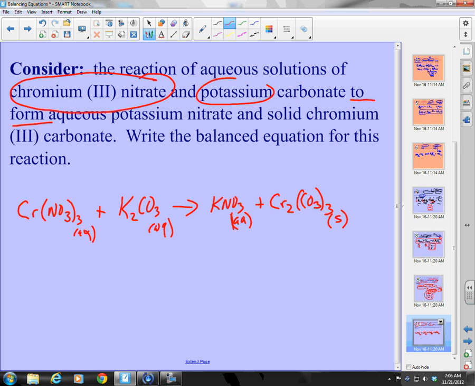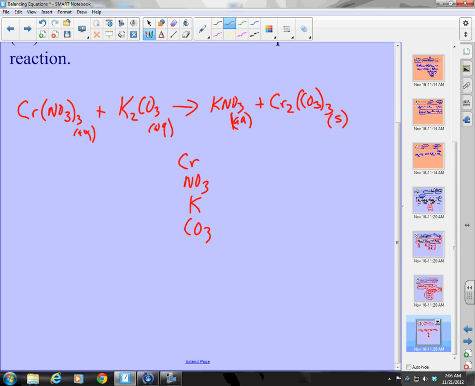Okay, I'm going to make my little table, Cr, keep my nitrates together, K, keep my carbonates together. Got it. All right, let's start over here. I'm going to assume that I start with a 1 here. If I start with a 1 there, I have 1 chromium and 3 nitrates on my left side. Over on my right side, I have 2 chromiums already. Oops. Well, that's not going to work. So what do I have to do?